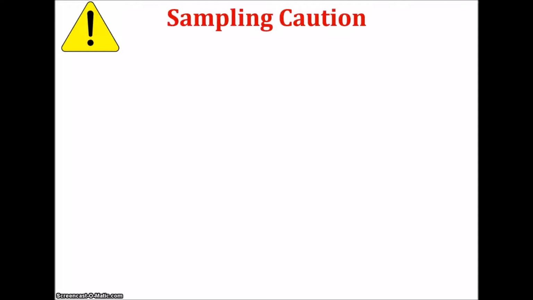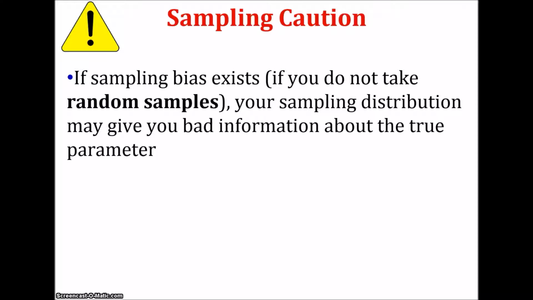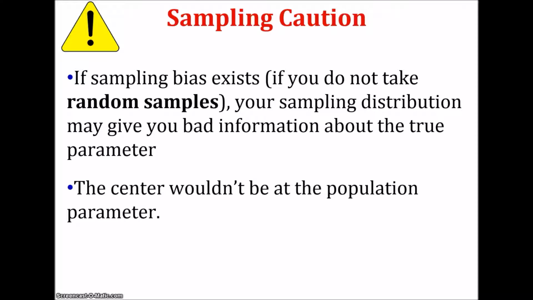One thing to keep in mind is that if a sampling bias exists, if you don't take random samples, if there's something about your sampling method that's biased, then your sampling distribution is going to give you bad information about the true value of the parameter. The center of the sampling distribution wouldn't be at the population parameter because your sampling method would be biased.